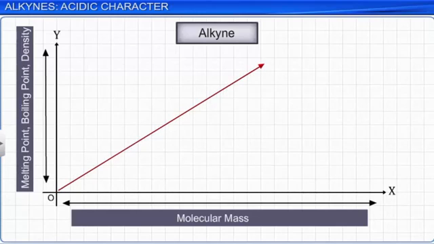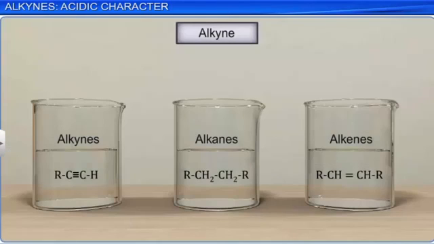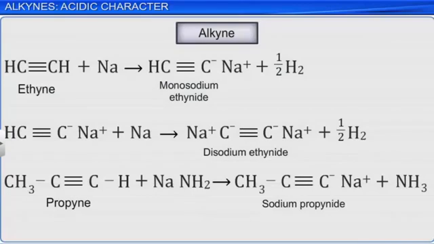Coming to their chemical properties. Alkynes exhibit more acidic behavior than alkanes and alkenes. For example, sodium metal reacts with ethyne, forming monosodium ethanide and disodium ethanide. Similarly, propyne, with one hydrogen atom attached to a triple bond carbon atom, on reaction with sodamide forms sodium propanide.